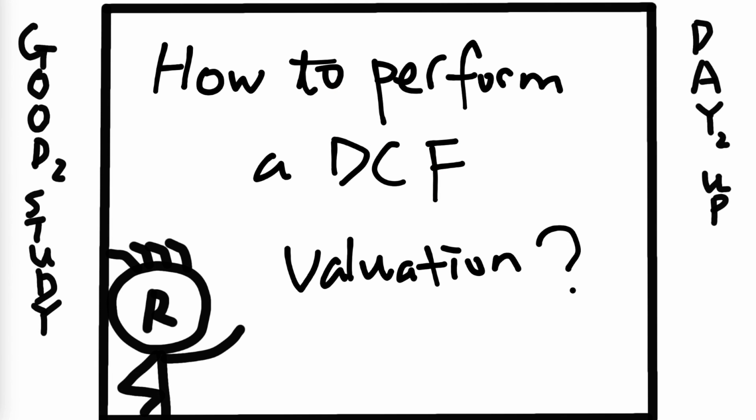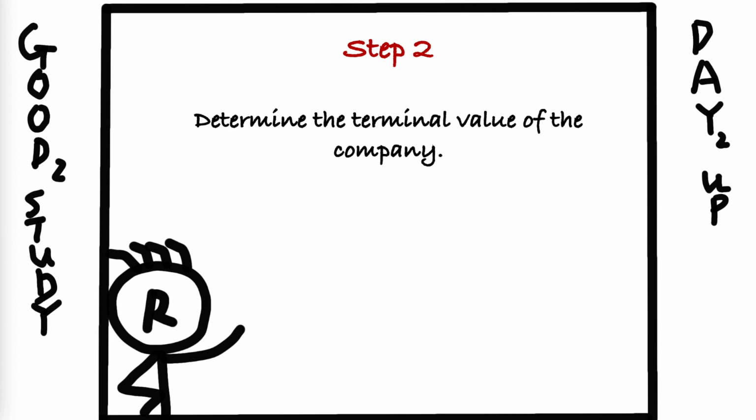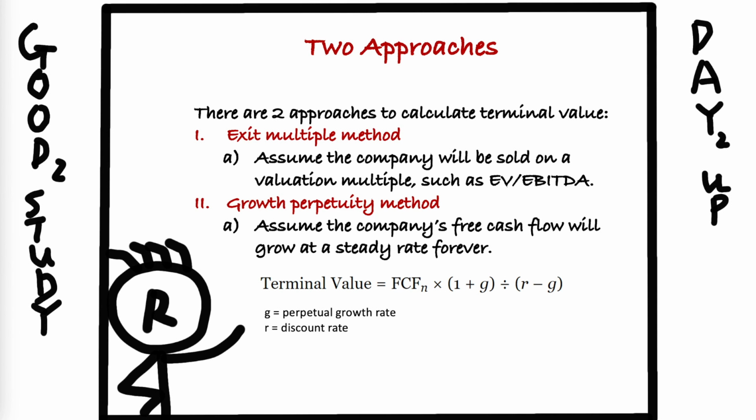So the next question is, how do we perform a DCF valuation? Step 1. Project out free cash flow for 5 to 10 years depending on the stability of the company or project. Step 2. Determine the terminal value of the company or project. There are mainly two approaches to this.